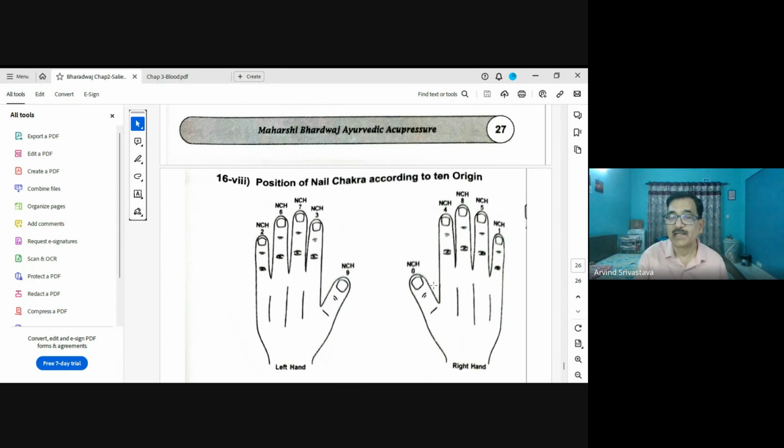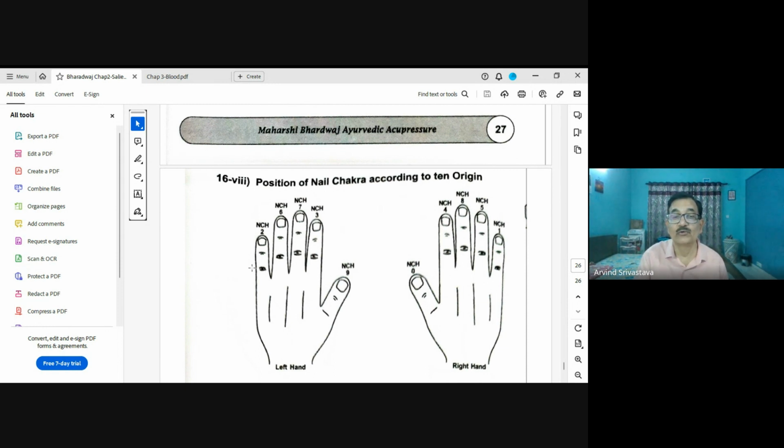And if we put any methi seed or any star magnet or any magnet on the tip of the nail, the lower middle of the nail, it is said to be treated on the nail chakra. This is the concept. This is just the position of nail chakra according to the Dravya origin. The same way, one number is there, five number is there, 1584. This is the numbering, and 0.